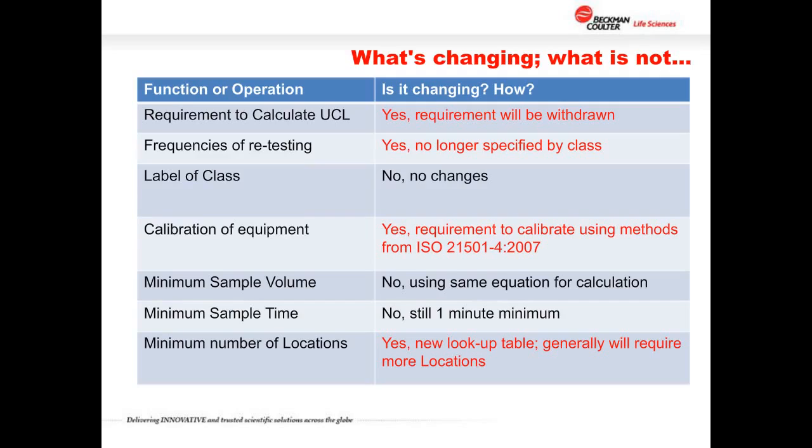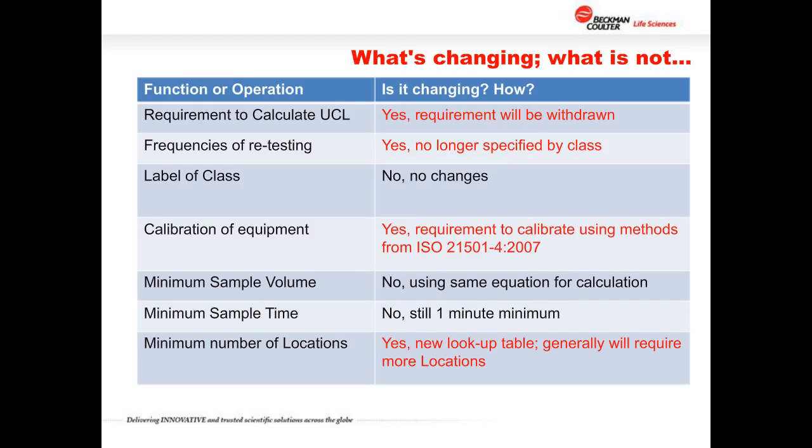That's no longer delineated by class. And the calibration method and the number of locations, those things all changed. What didn't change, classes are still basically labeled the same way, ISO class 1 through 9. The values in most cases are all identical. We use the same equation for the calculation of sample volume, and there's still a minimum sample time of 1 minute. Those things all stayed the same.